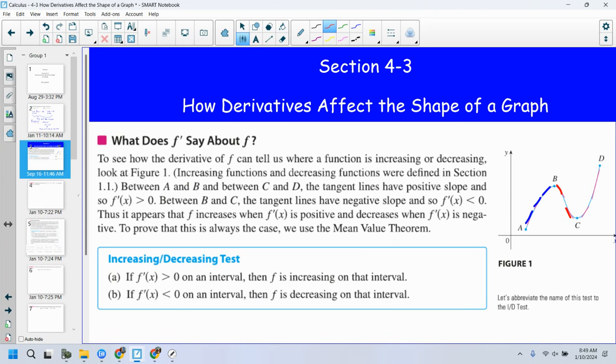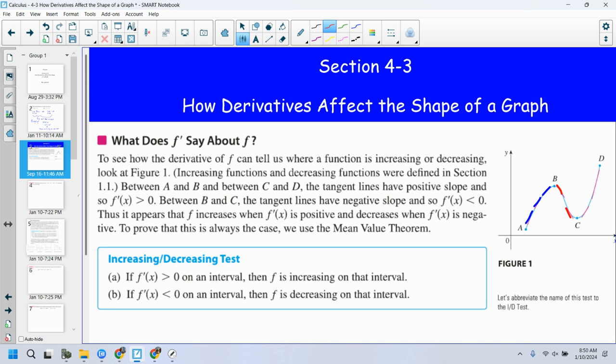What we saw earlier in sections 4.1 and 4.2 was that if the derivative was 0, it was maxing out or minimizing, right? It was hitting that high point or low point. We can not only tell when it's going to hit a high point or a low point, but we can also tell when the original function is increasing or decreasing. That's going to give us what's called the increase-decrease test. I'll abbreviate this to the ID test.